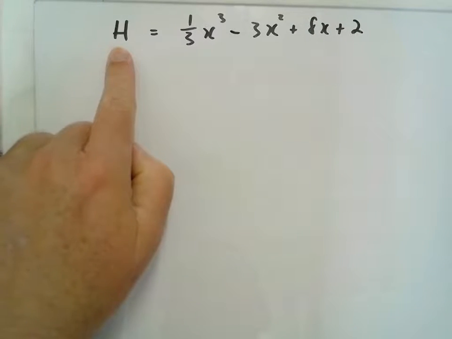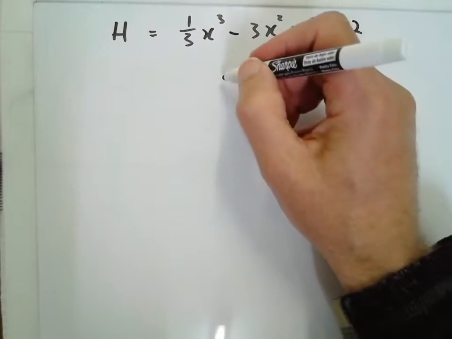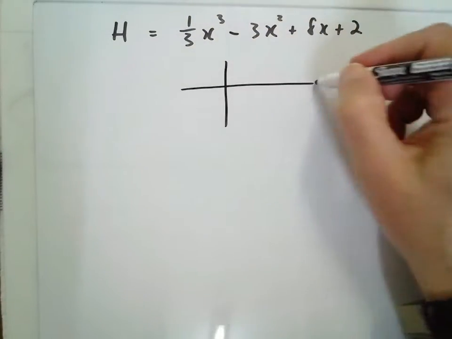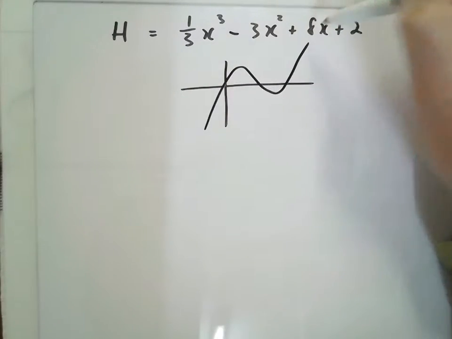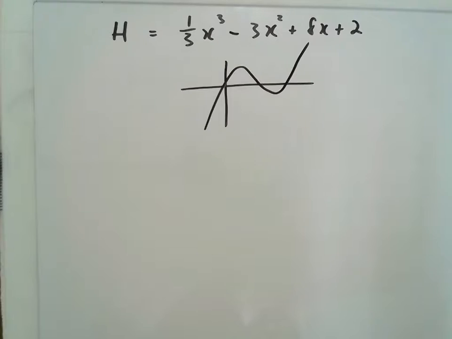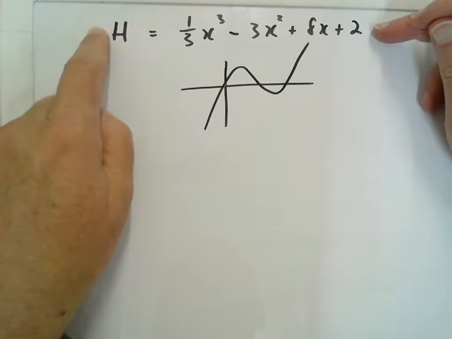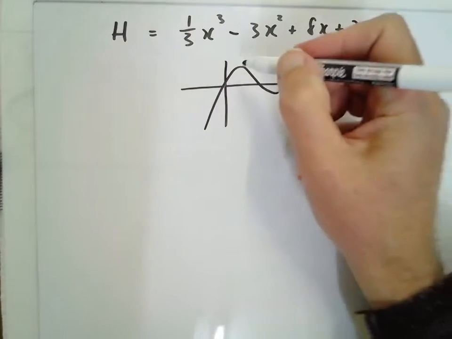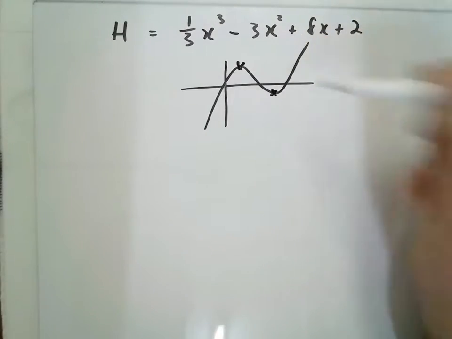Optimisation. The height of a roller coaster is given by this function. Cubic. Positive cubic. Going to look something like that. We know if we're asked to find the maximum and minimum height of this roller coaster, this maximum and that minimum both happen at stationary points.